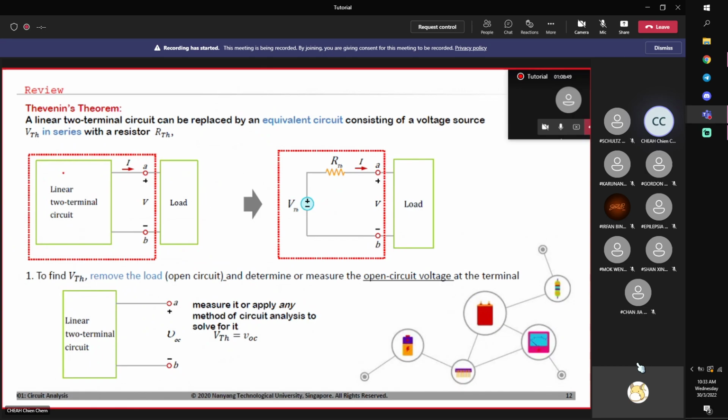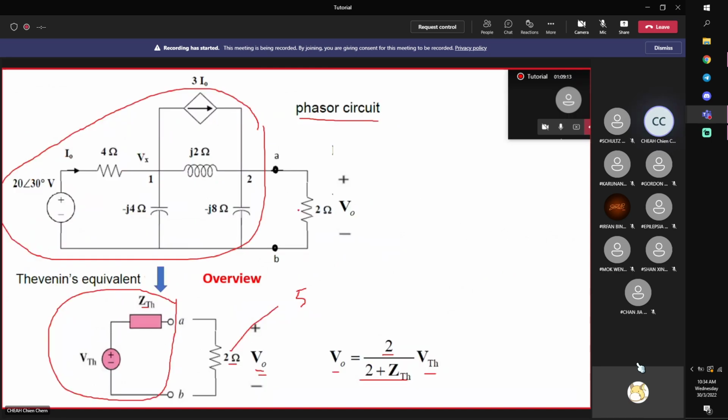So let us review Thevenin's theorem. Thevenin's theorem says that if you have complex circuits, you can simplify into its equivalent form. That means that you need to find two things, VTH and RTH. Okay, and then you should read my summary. To find VTH, actually, you must first remove the load. Right, as in this circuit, you must remove this load. Remove it.